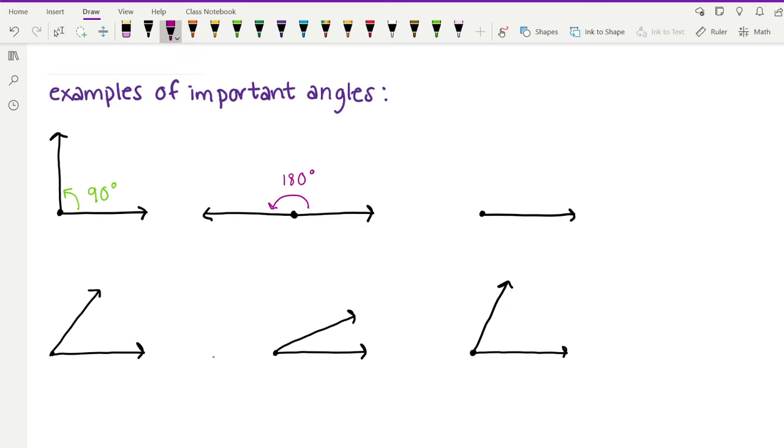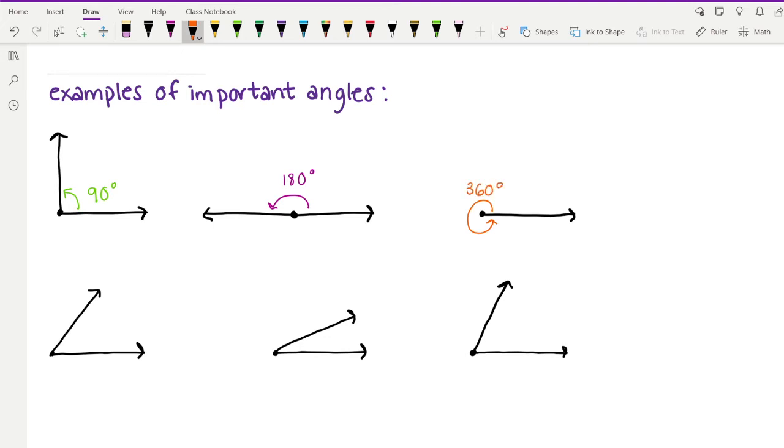So this next one kind of doesn't look like an angle at all, but this is meant to represent a 360-degree angle, right? So this is like you had your initial side, and then you're taking your terminal side and spinning it all the way around so that it comes back to its starting point. So this would be 360 degrees.